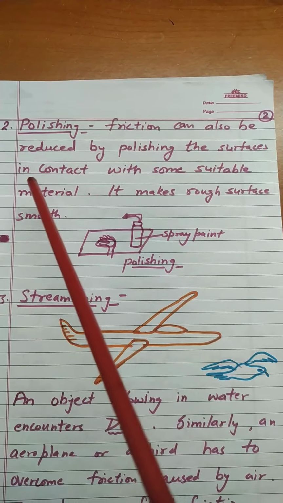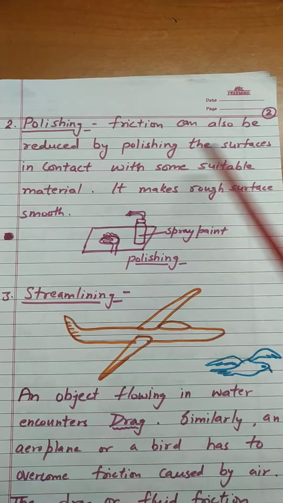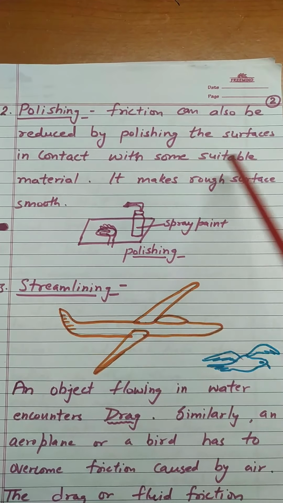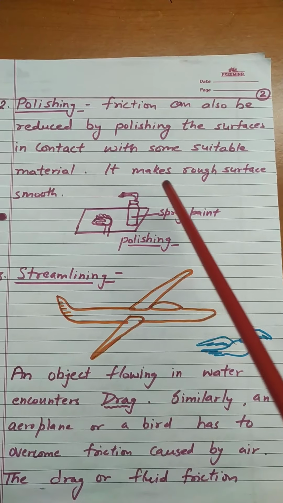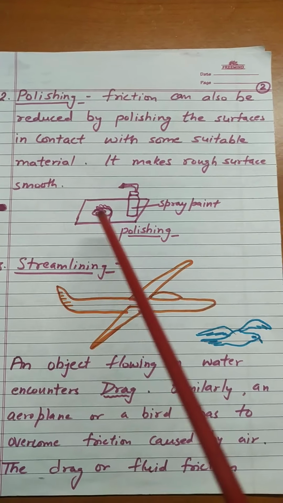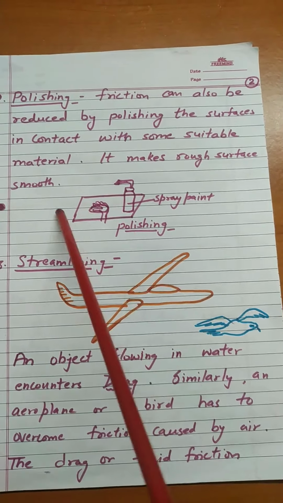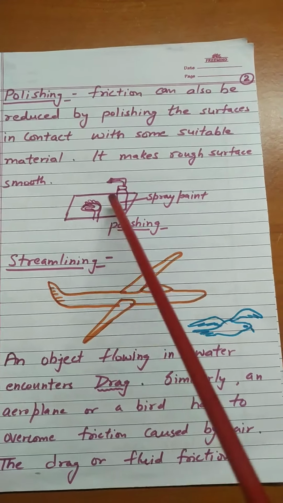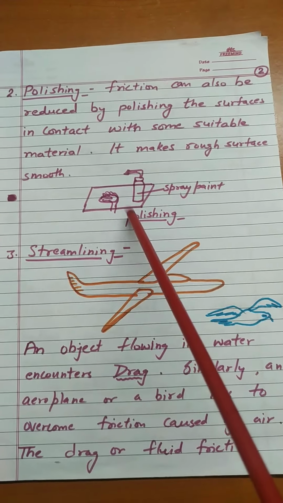Next is polishing. Friction can also be reduced by polishing the surfaces in contact with some suitable material. It makes rough surfaces smooth. Like this, you must have seen tabletops are polished or painted, that makes them smoother.